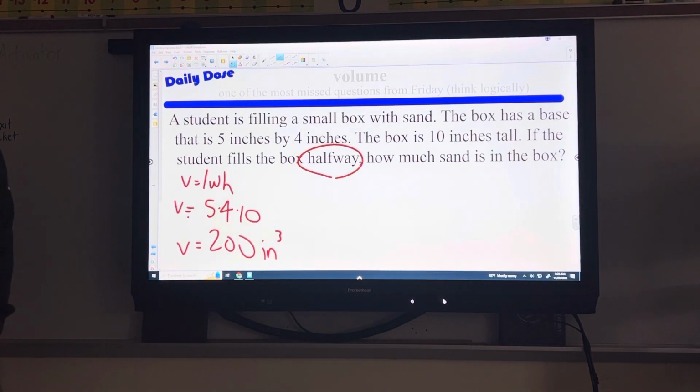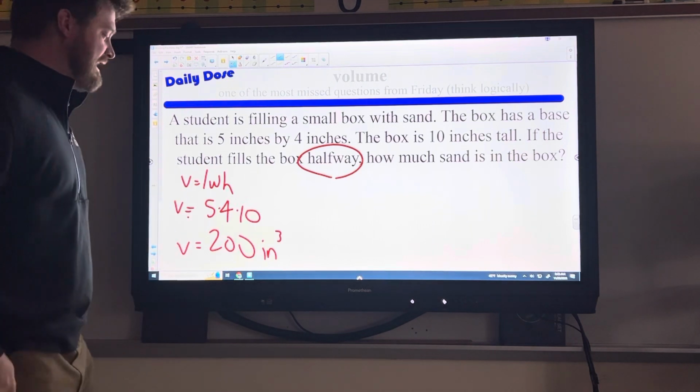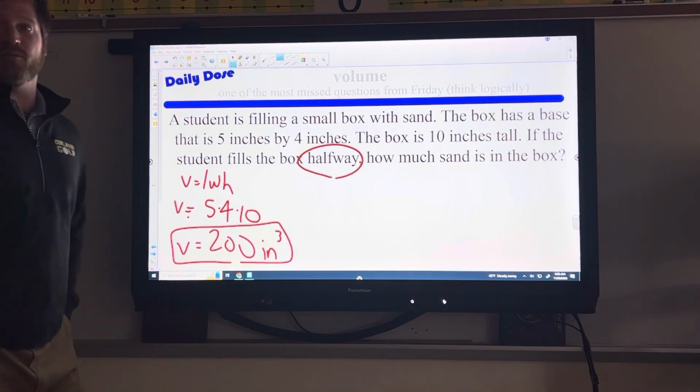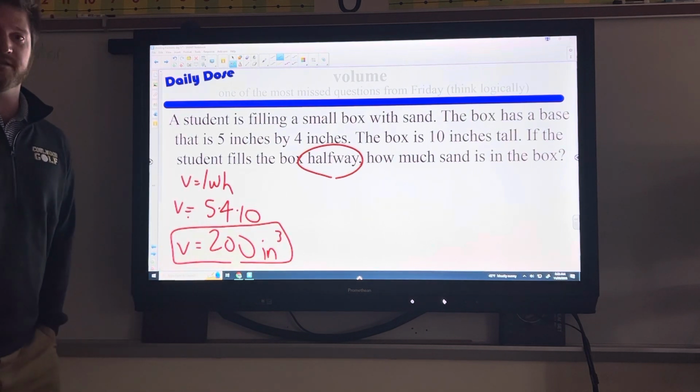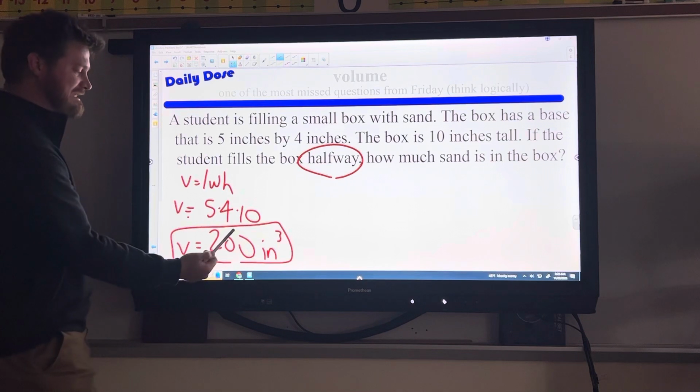And the biggest mistake people made on Friday is they divided by 1/2. But you should remember, when you divide by 1/2, the number's going to increase. And we know that this is the box's max volume. It cannot hold more than 200 cubic inches. That's its max. And halfway, we know, has to be less than this.